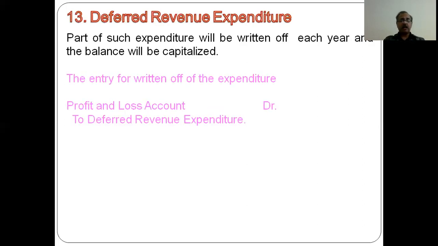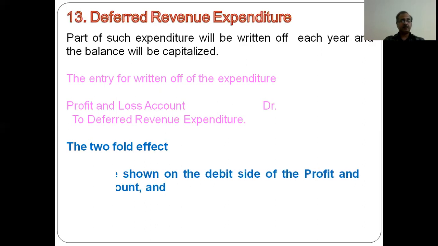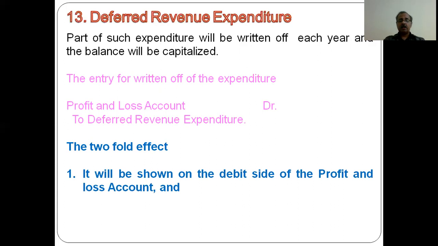The journal entry, the adjustment entry, is profit and loss account debit to deferred revenue expenditure. Profit and loss account debit to deferred revenue expenditure. The twofold effect is, first, deferred revenue expenditure will be showing on the debit side of the P&L account, because this is an expense, this is an expenditure. For example, advertisement, preliminary expenses. These are some of the examples of deferred revenue expenditure. So this is an expense. That is why it will be showing on the debit side of the P&L account.